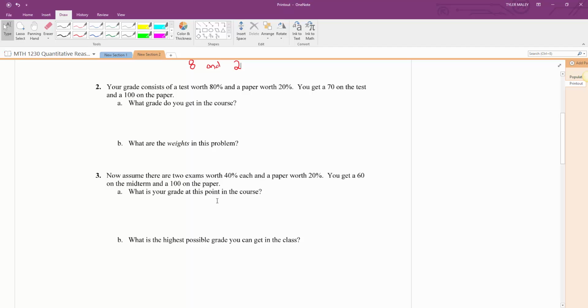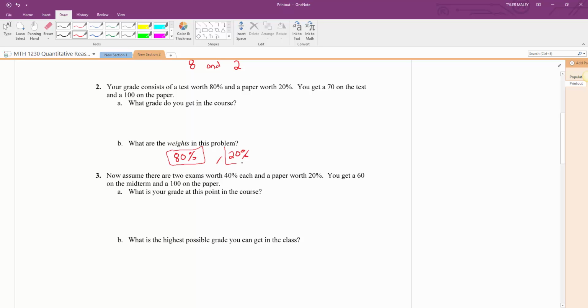Right, so then number 2, so it says your grade consists of a test worth 80% and a paper worth 20%. You get a 70 on the test and 100 on the paper. What grade do you get in the course, right? So I actually think it's helpful to do part B first by identifying what the weights are. So the weights in this particular problem would be the 80% and the 20%, right?